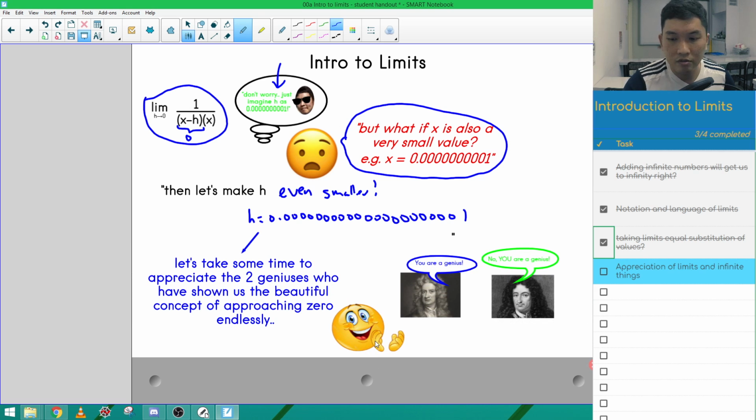By now you should know these two people are the two main people credited for the invention of differentiation. So let's take some time to appreciate the beauty of approaching 0 endlessly. That allows us to always make h negligible compared to whatever function we have. And therefore, we can find the limits of something. We roughly know the position of it, although we can't say for sure. And that is the beauty of limits.